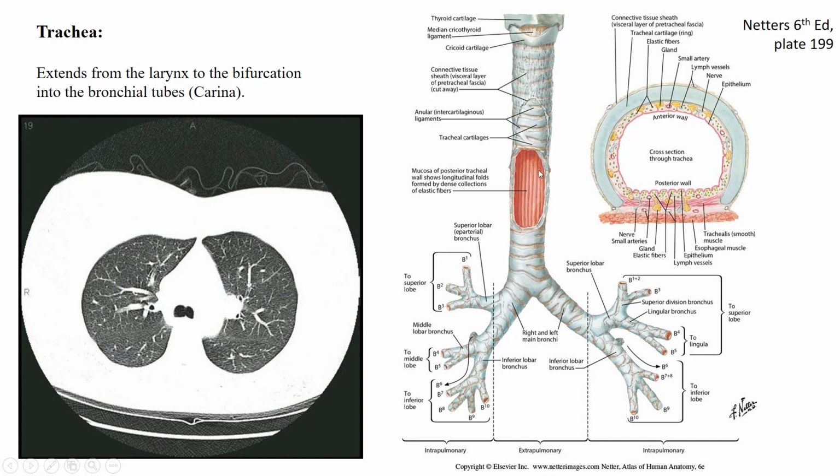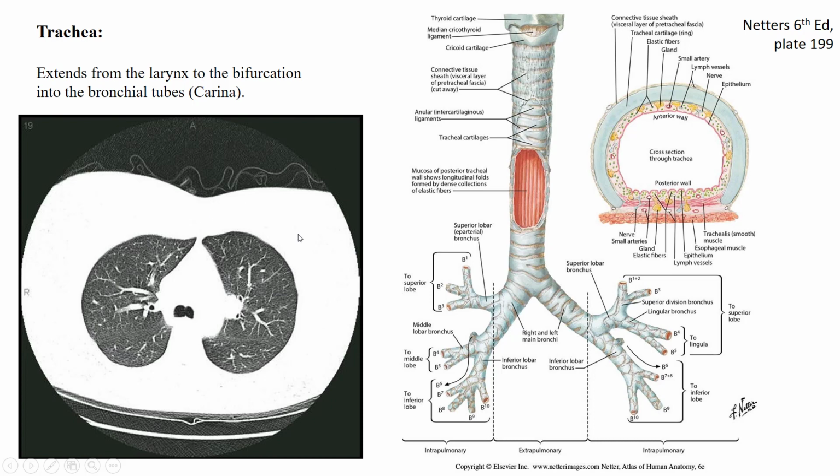Now the trachea is made up of a soft tissue interior, and you can see that that's made up of lymph vessels and arteries, glands, epithelium, and muscle. There's esophageal muscle and then trachealis smooth muscle, and then that is all protected by cartilage rings, and those cartilage rings help to protect that airway as it goes down.